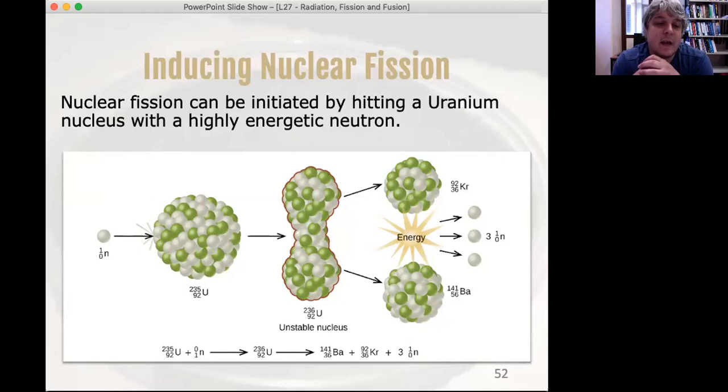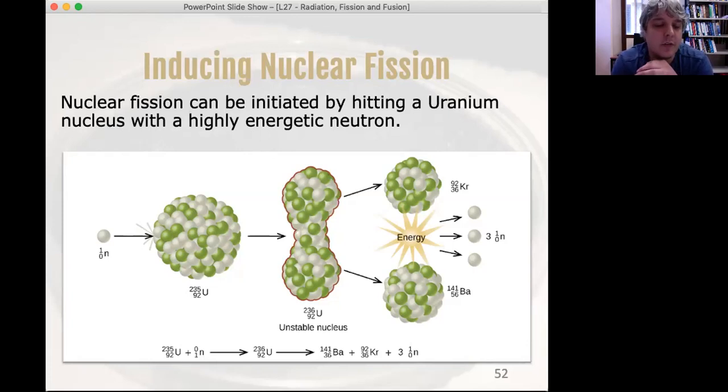In this case, we have Kr, krypton probably, and Ba, barium maybe. I'm not good at my atomic symbols, so I apologize if those are incorrect, but it splits into those two. It also gives off some more neutrons. You'll see 3 neutrons being released. So 1 neutron into a uranium nucleus causes it to split into these 2 smaller nuclei, as well as releasing a bunch more neutrons.